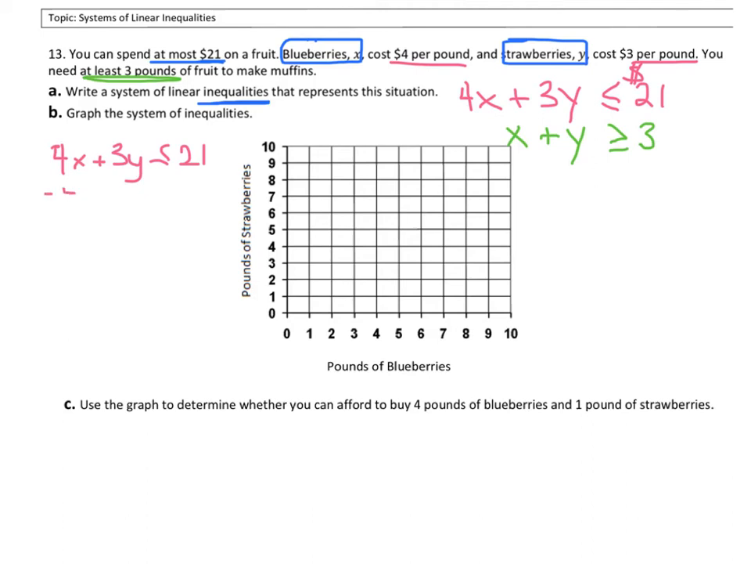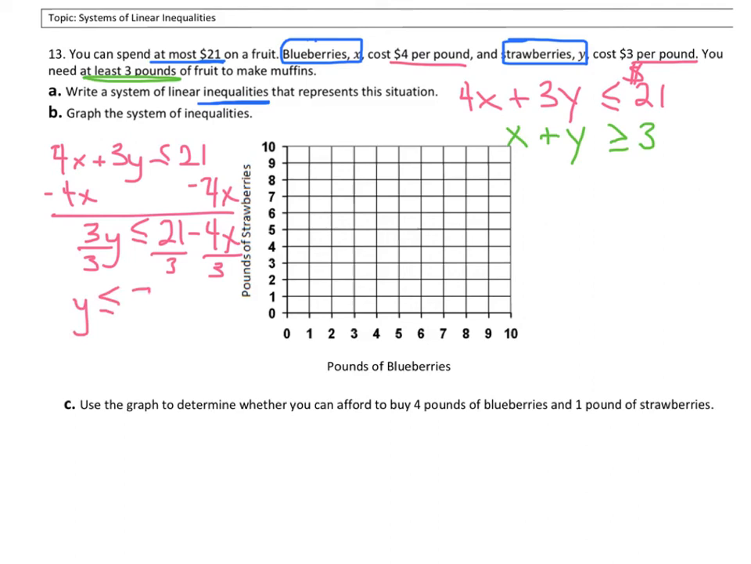So I'm going to move my 4X to the right-hand side. So I would have 3Y is less than or equal to 21 minus 4X. Then I'm going to divide by 3. So I have Y is less than or equal to 7 minus 4/3 X.